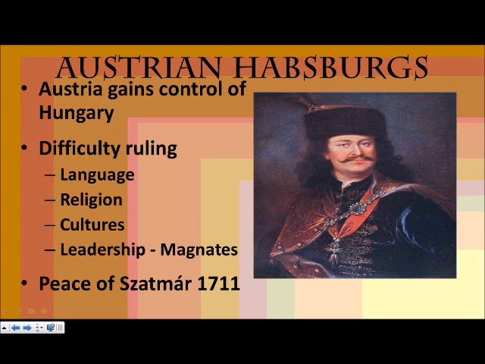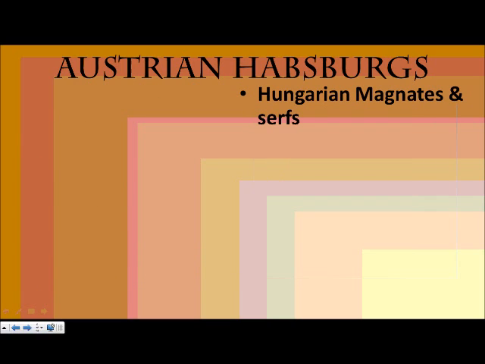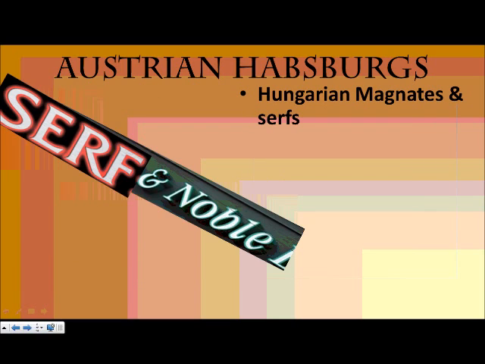But again, that's a piece of paper. It's very different what happens on a piece of paper versus what happens in real life. And the citizens, the people of Hungary, they don't like the idea of an Austrian king. He's different than them. They want to be ruled by someone who's similar, someone they're used to, like the magnates.